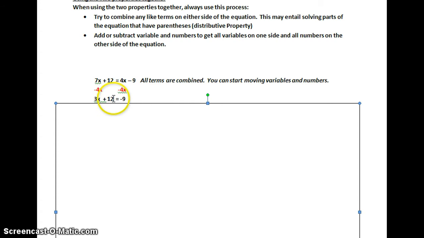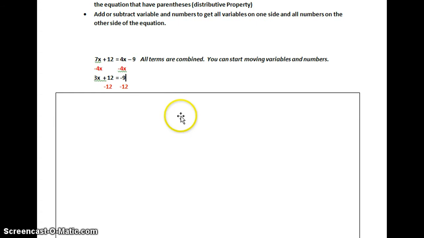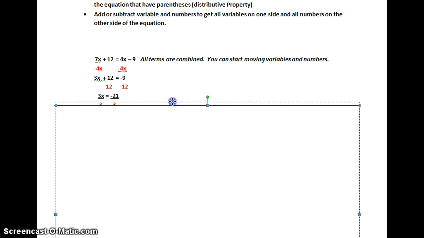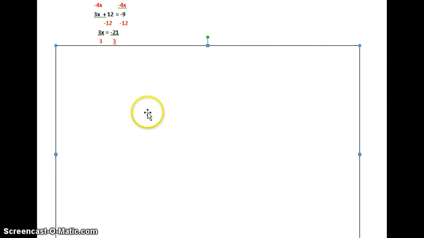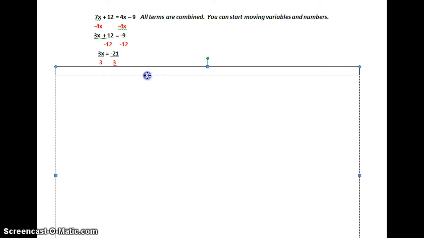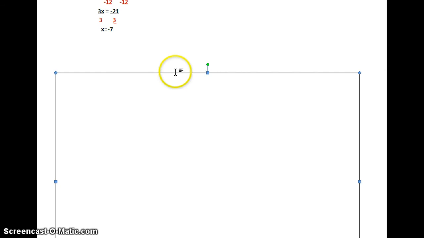Now I need to get the x by itself. I'm going to subtract 12 from both sides. So 3x plus 12 minus 12. What I'm going to end up with is 3x equals -21. Remember, -9 minus 12 gives me -21. Then my last step is just to divide by the 3. I divide by 3, and -21 divided by 3 gives me -7. Okay, let's scroll down to another one.